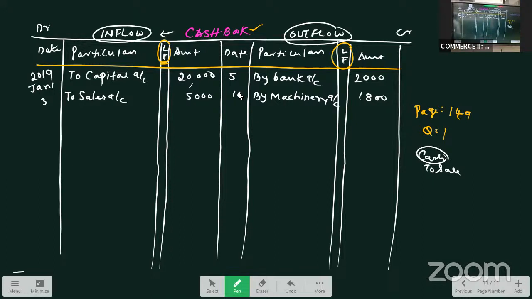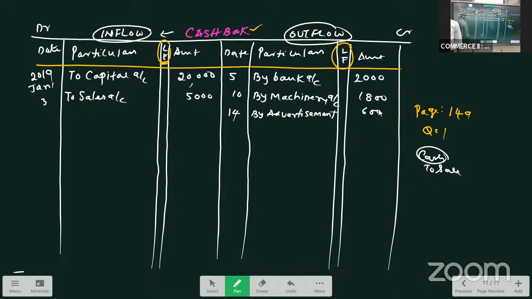Then, next. Advertisement expenses paid. On 14, we paid advertisement expenses. Again, expense means there will be outflow of cash. You are making a payment. So write it on the credit side. By advertisement. How much? It is 600. So write it on the credit side.